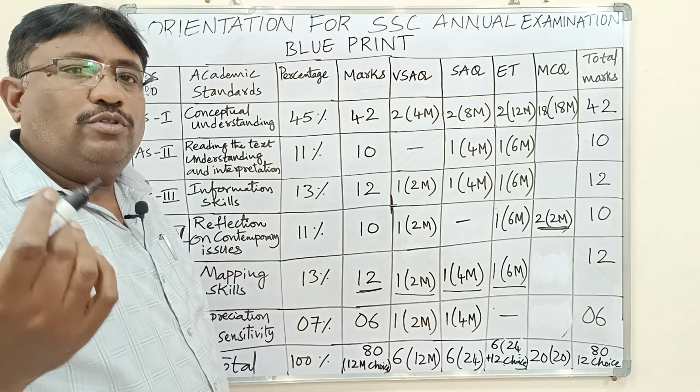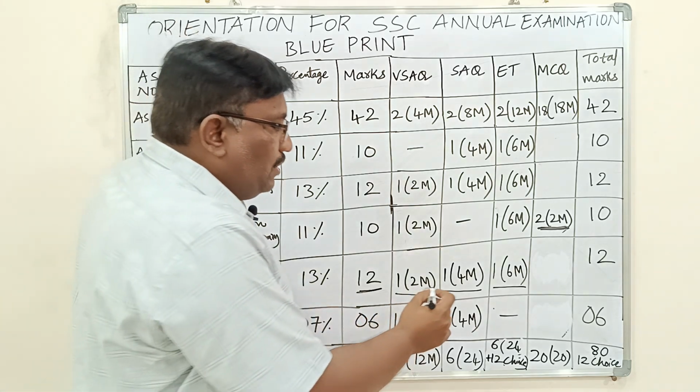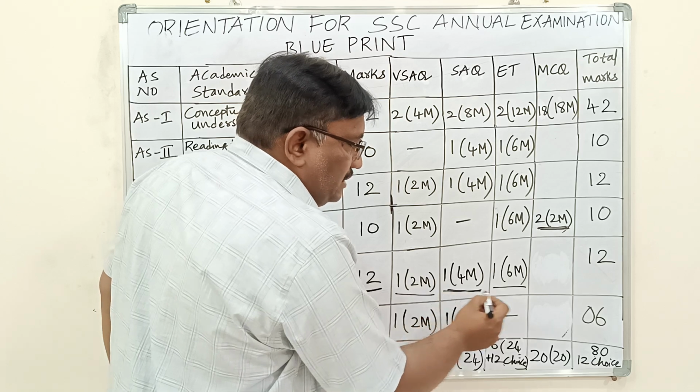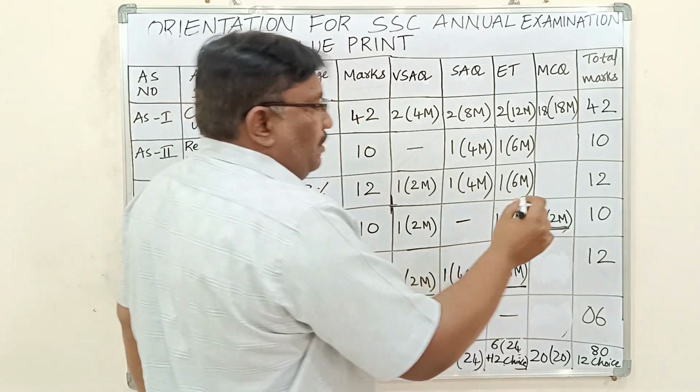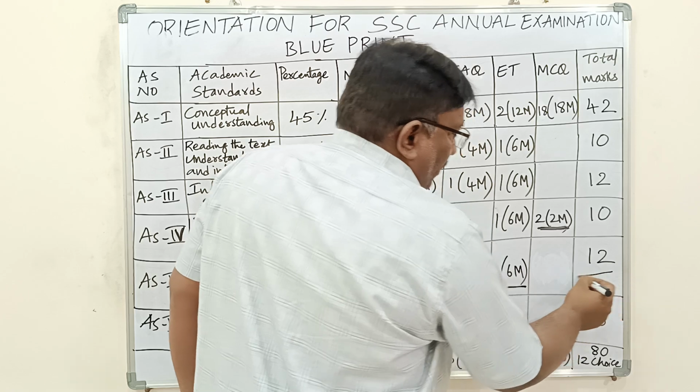The choice is given to the question paper setter. So here we have to be thorough in the map pointing, 1 is India and 1 is world map. Coming to the total, it is 12 marks again.